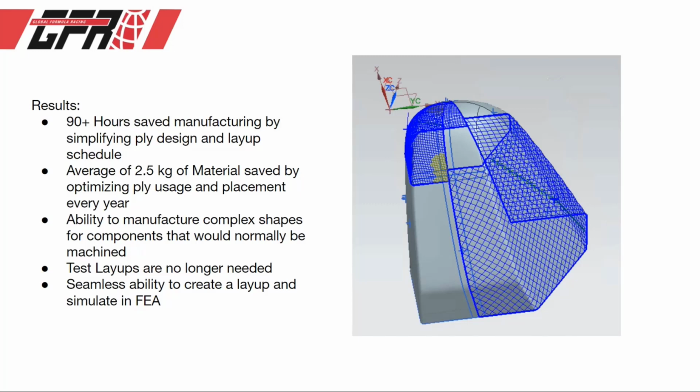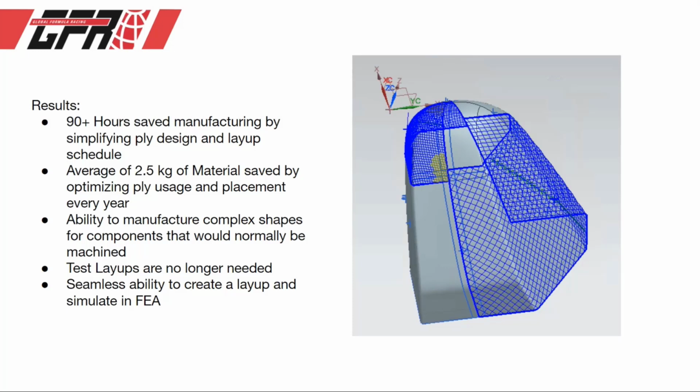As we increase our material usage efficiency, we can create more parts with that material and spend less time on complex machining. The ability to simulate composite layups allows the GFR team to save material by not needing test layups.